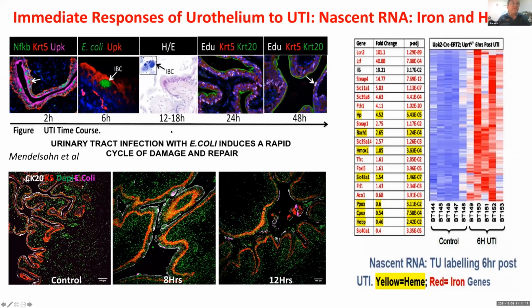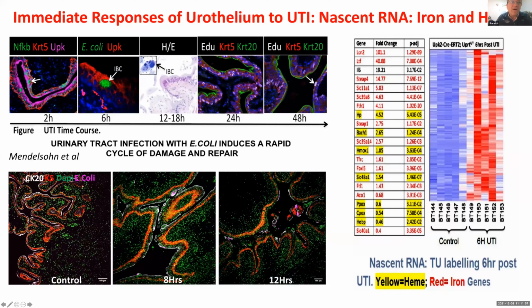What one sees in the upper left-hand panel, Kathy's work, demonstrates that NF-kappa B is activated within 2 hours of a UTI, by 6 hours the growth of bacteria, by 12 to 18 hours the shedding of cells, and 24 to 48 hours the repair of it with proliferation of cells. So I'm particularly interested in the first couple of hours of the response of the urothelium. You can see in the bottom left-hand side that at the 8-hour point, we see urothelial abnormalities, blebbing, and by the next point in time, the 12-hour point, the cells actually fall off and are denuded.